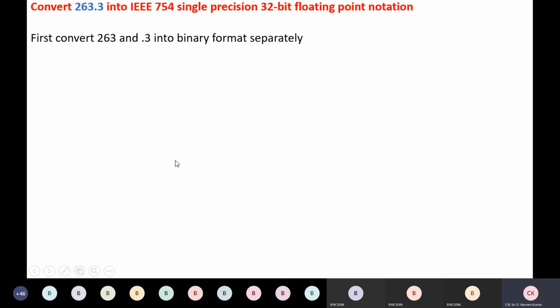We'll see a few steps for how we need to convert. First step is we need to convert 263 and 0.3 separately into binary format. First we will convert 263 into binary format, and 0.3 also we will convert into binary format. Okay. So can anybody say how we will convert 263 into binary format?